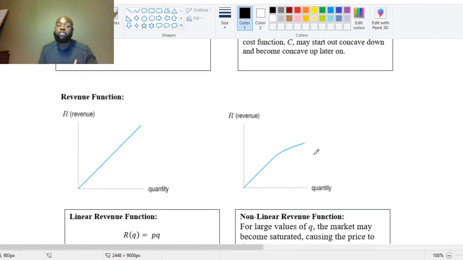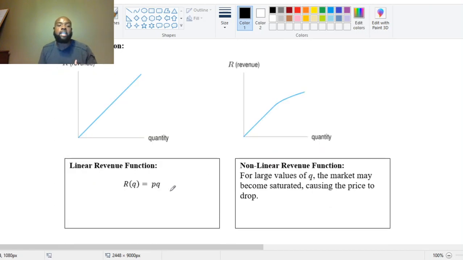The same thing happens for revenue, right? Revenue equals price times quantity, right? P is the price per item that you're selling, and Q is the quantity of items. And so we have this written as a function of quantity. It says there may be some non-linear revenue functions, and for large values of Q, the market may become saturated, causing the price to drop. And when the price drops, you're not going to get as much per item as you were originally.